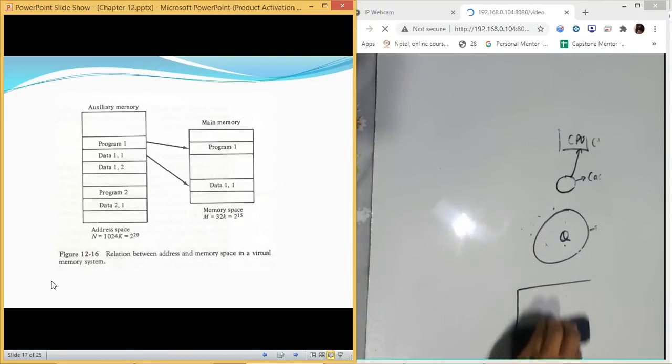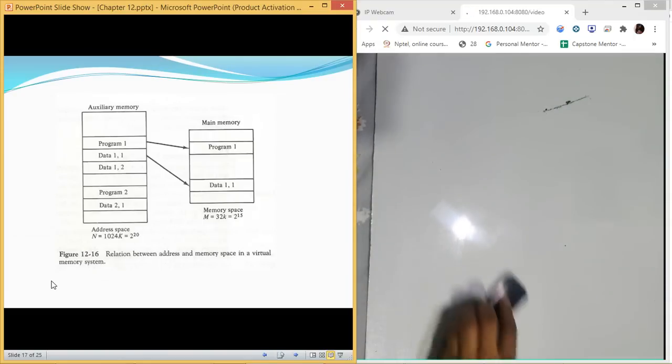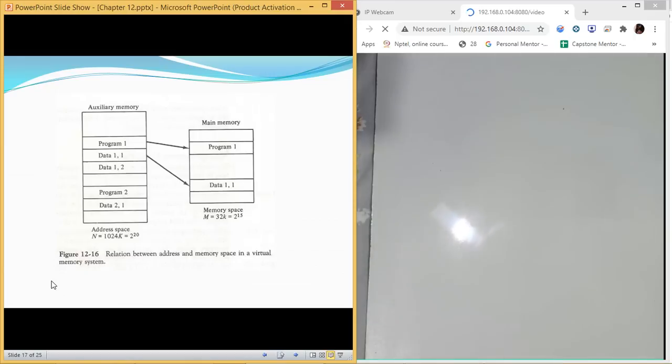Now, in this diagram, you can see what they are telling. We have a program which we are executing and which is stored inside the auxiliary memory. So we have shifted some data out of it from auxiliary memory to main memory. Main memory is your RAM.